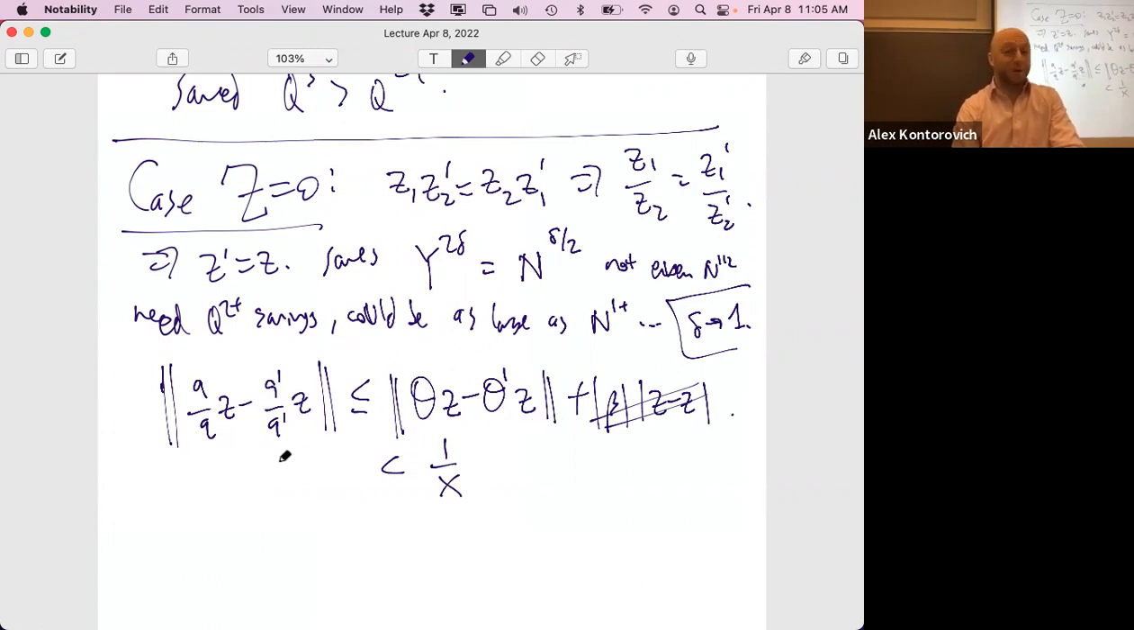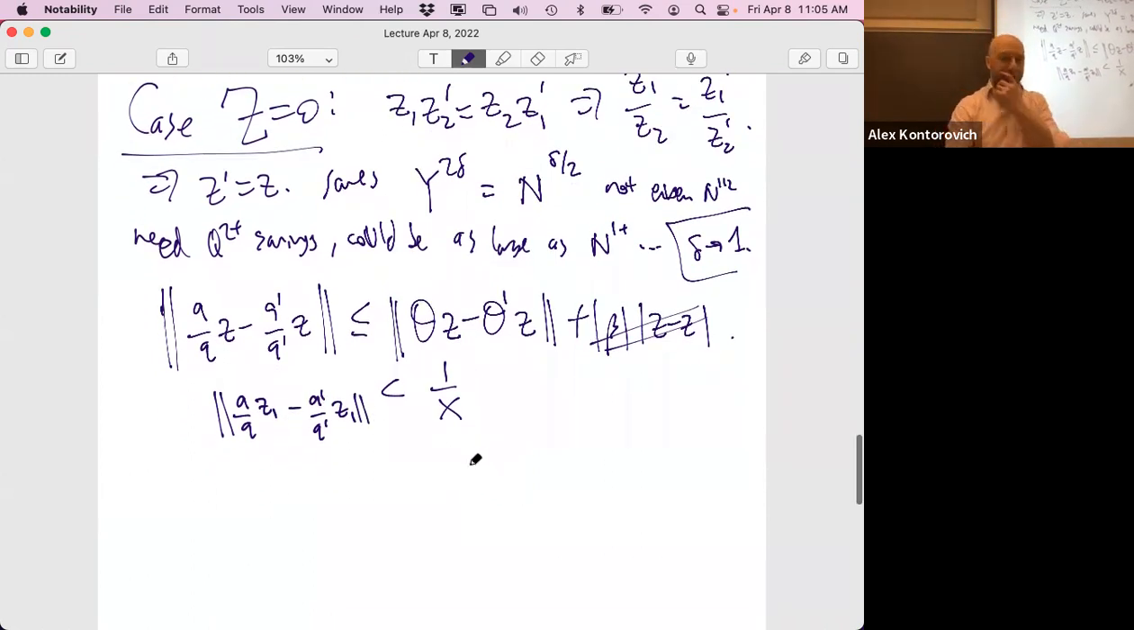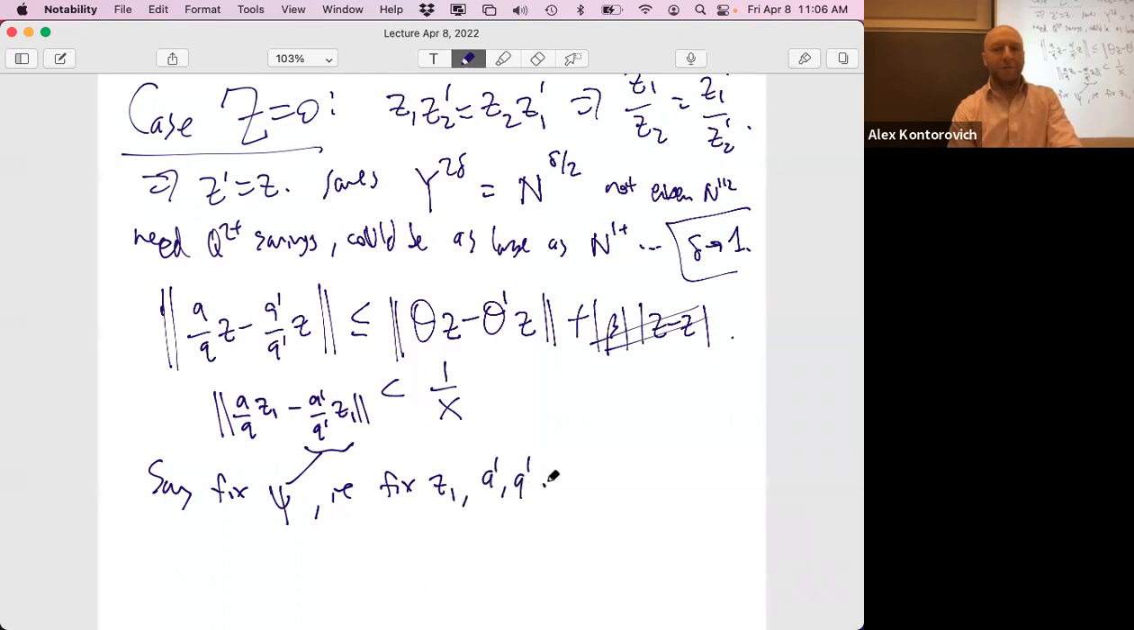And now let's look here term by term. So if I look at the first one, like a over q z1, so I can pull out this z1. Let me leave it in both places for just a second. A prime over q prime z1. Okay, this is bounded by 1 over x. Where I need to try to get cancellation, let's say we fix this fraction, the value of this fraction, let's call this, I don't know, psi. In other words, we fix, i.e. fix z1, fix a prime, and fix q prime.